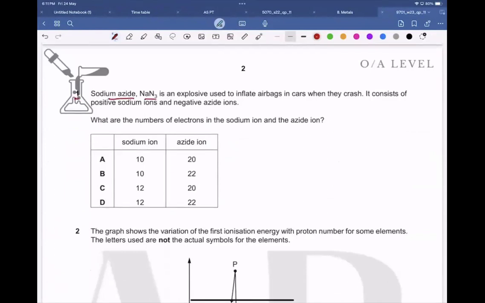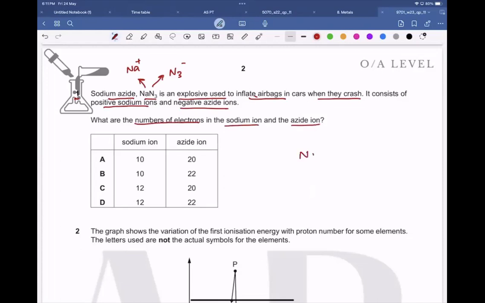Sodium azide, NaN3, is an explosive used to inflate airbags in cars when they crash. It consists of positive sodium ions and negative azide ions. So if you see, this is a sodium ion, then the azide ion must be N3 with the -1 charge. What are the numbers of electrons present in sodium ion and azide ion?